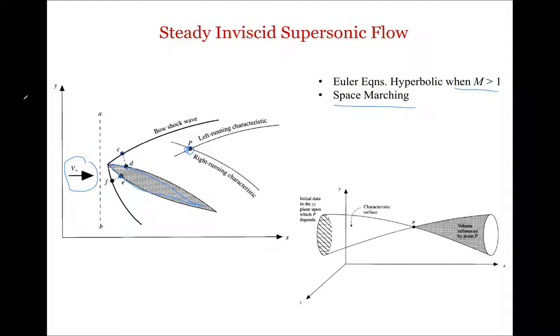So basically, this is the modified form. First, the characteristic surfaces. These are surface characteristics. This is the volume influenced at point P, and this is basically the initial data in the XY plane upon which P depends. So it depends basically on these three regions.